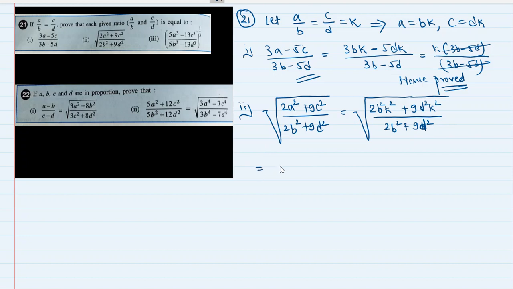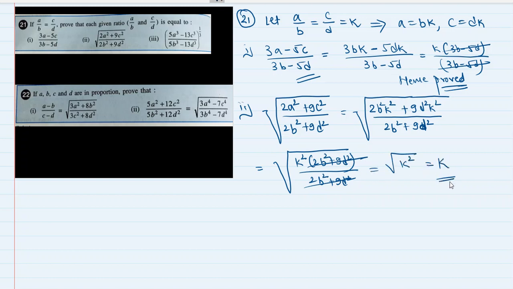Okay, now what will you get? See, K square will come out common. You get 2B square plus 9D square, the whole upon 2B square plus 9D square. It will get cut. We get under root of K square, which is nothing but K. Again, we proved the question, which was very complicated, was nothing but K. K means A by B and C by D. Remember that. So each ratio is equal to K. That's what we have to prove.